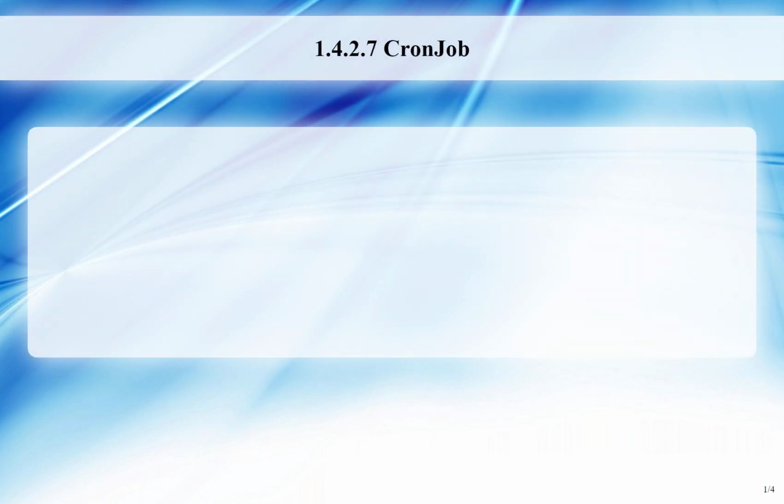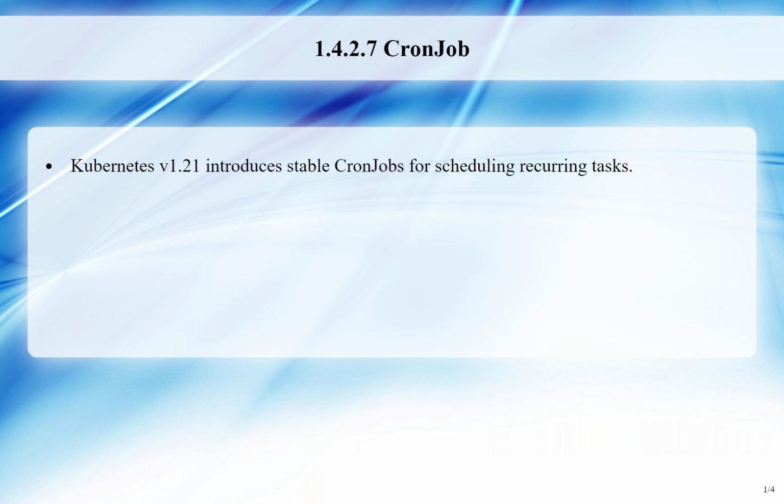Chapter 1.4.2.7 CronJob. Kubernetes v1.21 introduces the stable feature of cron jobs, which creates jobs on a recurring schedule for tasks like backups and report generation. Each cron job object resembles a line in a Unix crontab file and runs a specific job at regular intervals based on a cron schedule.